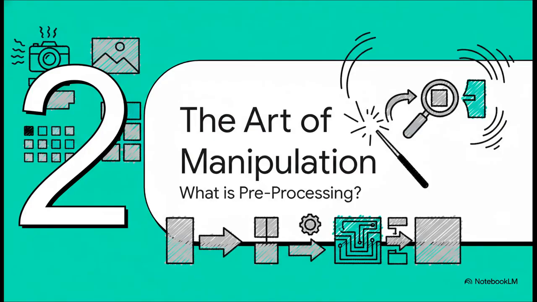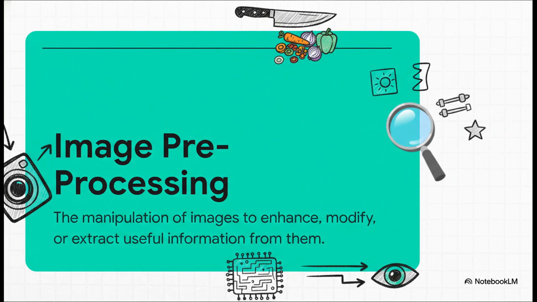So, what is this strategic manipulation all about? Let's get into the nitty-gritty and look at the actual definition. It's really all about fine-tuning or boosting certain features in an image that are important for a specific task. You know, it's kind of like prepping your ingredients before you start cooking. You have to wash, chop, and measure everything before you can even think about making the final dish.